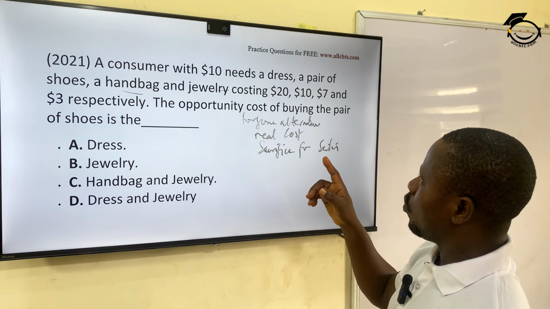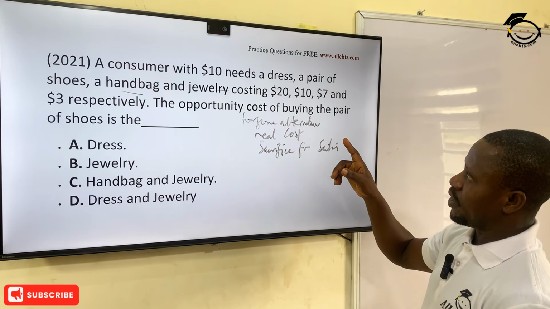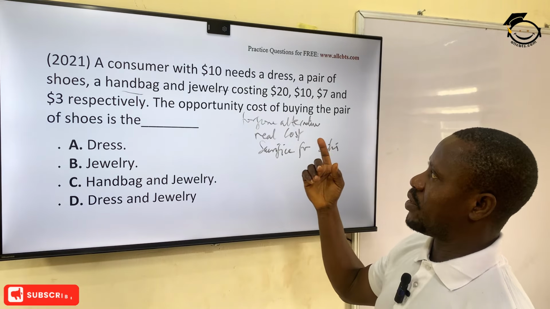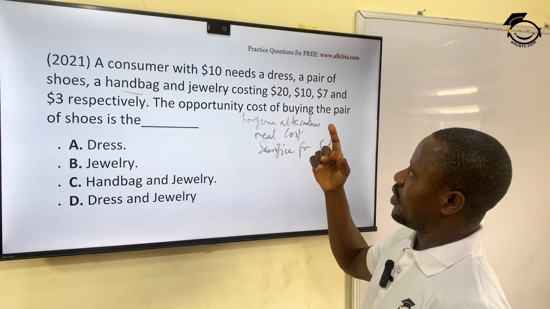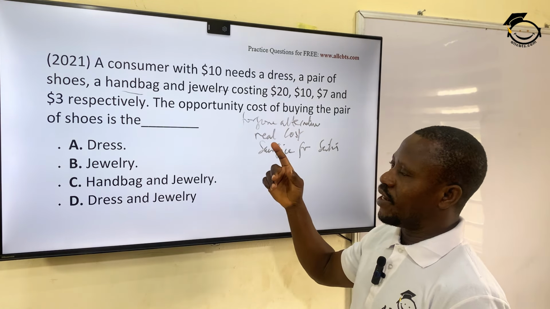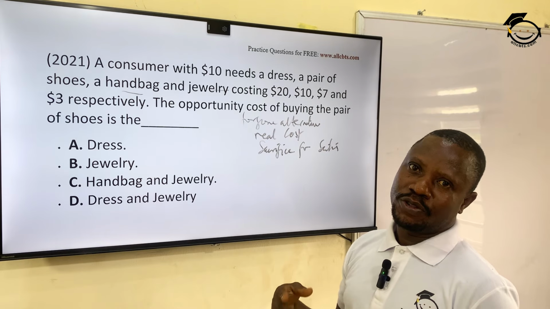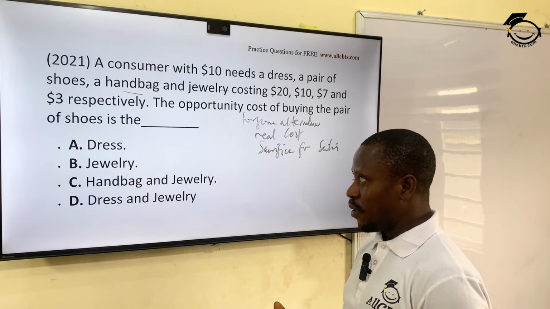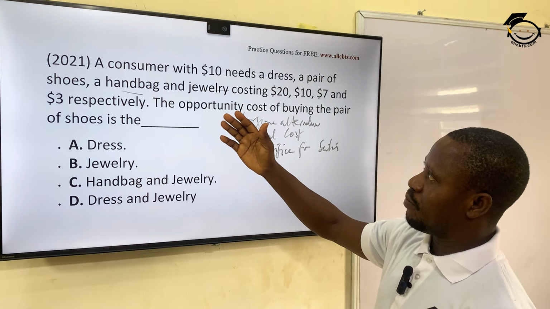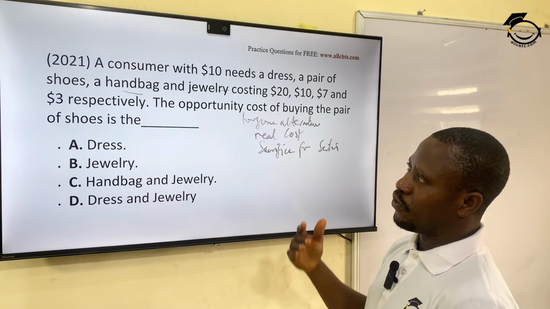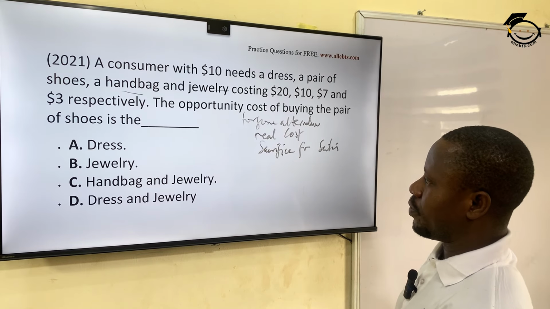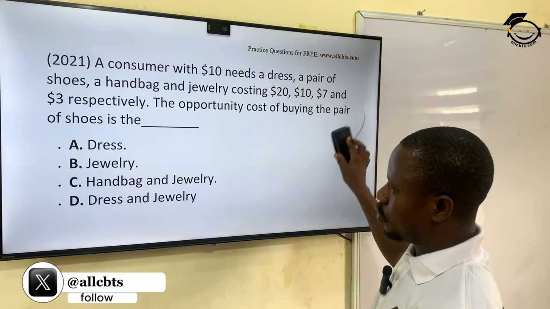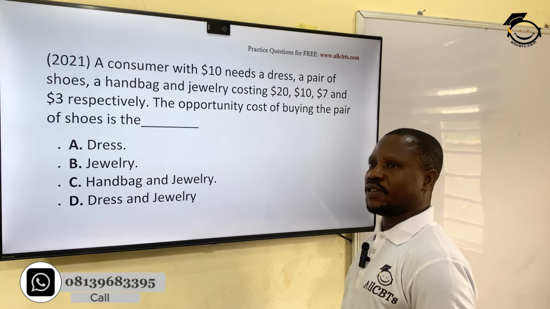Mind you, we couldn't choose the other one that is 20. Why? Because in the first place, his money cannot buy 20. So there's no way we can pick the dress. The dress is $20 and he has $10. So the dress cannot be an opportunity cost, because with his available resources, he cannot afford the dress. But with his resources, he can afford both the handbag and the jewelry. Because he has to make a choice for shoes, he has to forego the two of them. So handbag and jewelry are the opportunity cost. So option C, of course, is the correct answer.